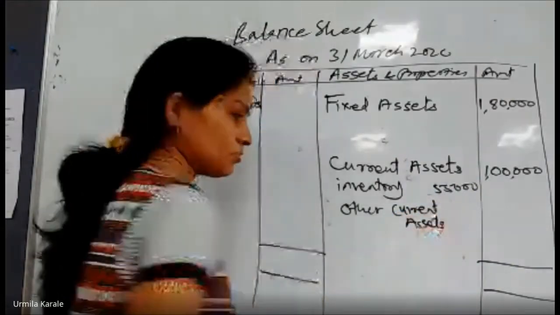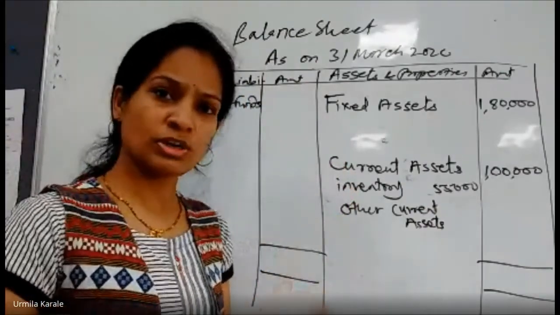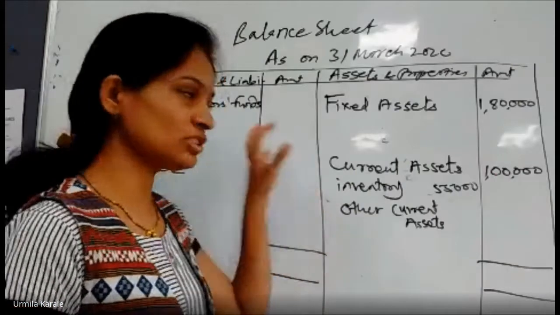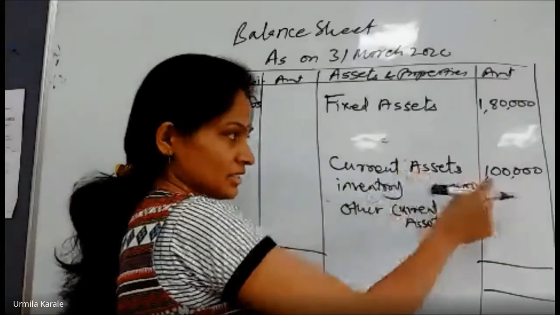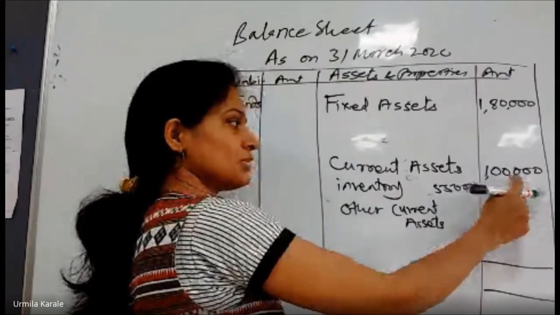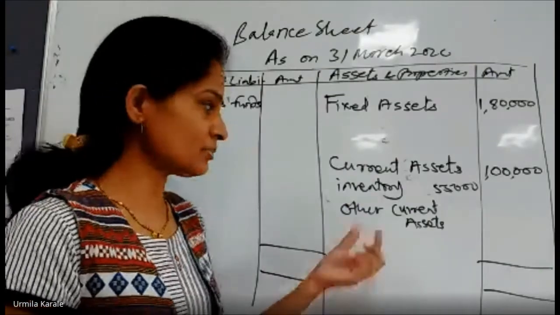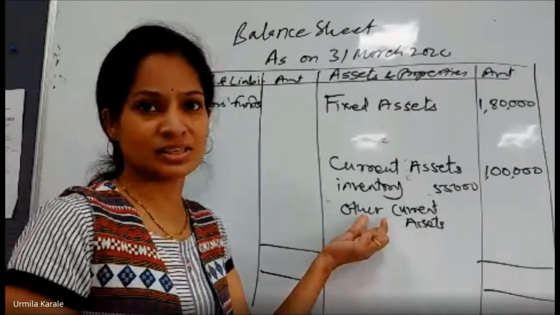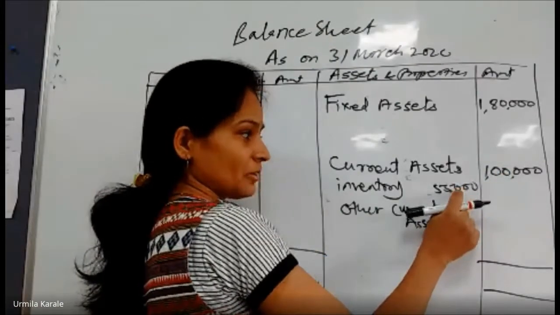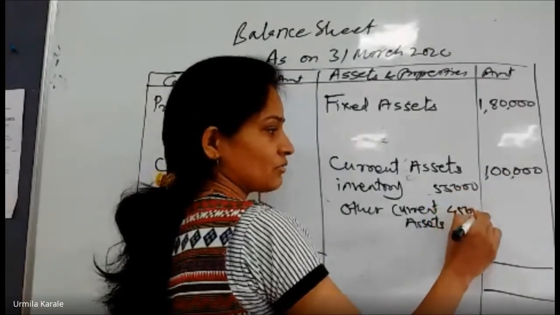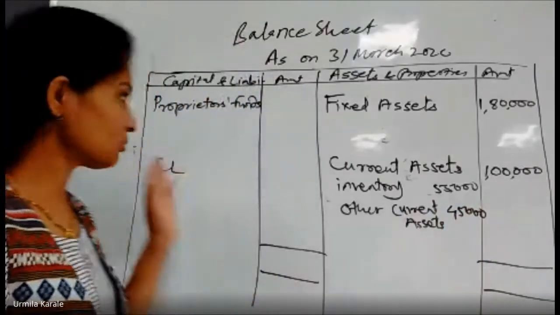Now why are we writing this? Because in current assets also you have some information available. So whatever you have available needs to be put in the balance sheet format. Now current assets total is 1 lakh. Out of this 55 is the inventory. Then the remaining things we are going to term as other current assets. Out of 1 lakh, 55,000 is inventory. Then the remaining 45,000 will be other current assets. Right?